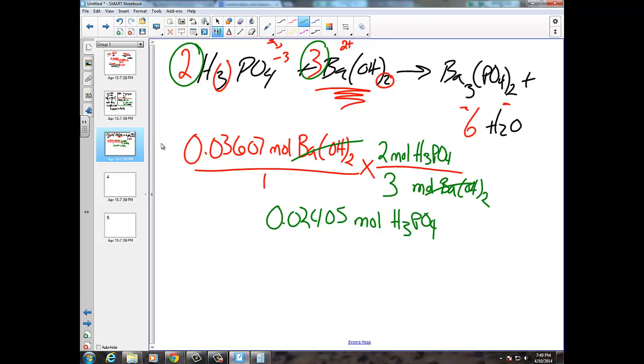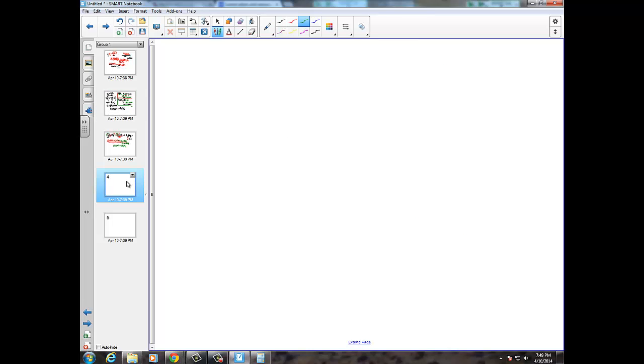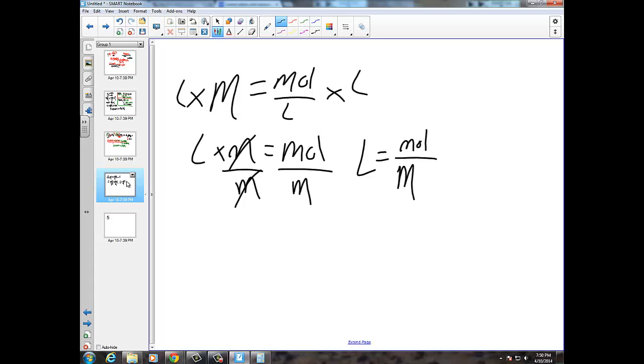0.02405. Now I know moles. Now I know 2 of my 3 for phosphoric acid here. So I can now solve for liters. So molarity equals moles over liters. So I multiply both sides by liters, and I get liters times molarity equals moles. And I divide both sides by M, and I rewrite my equation. Liters equals moles divided by molarity.